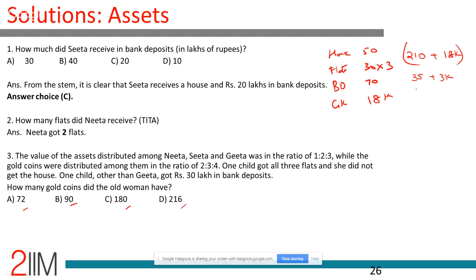Right, so 35 plus 3K is what? This by 6, 210 by 6, 35 plus 3K, 70 plus 6K, 105 plus 9K. 1:2:3. What am I doing here? I'm saying let this get broken as X, 2X and 3X. 6X is 210 plus 18K. X is 210 plus 18K by 6, which is 35 plus 3K. 2X is 70 plus 6K. 3X is 105 plus 9K.